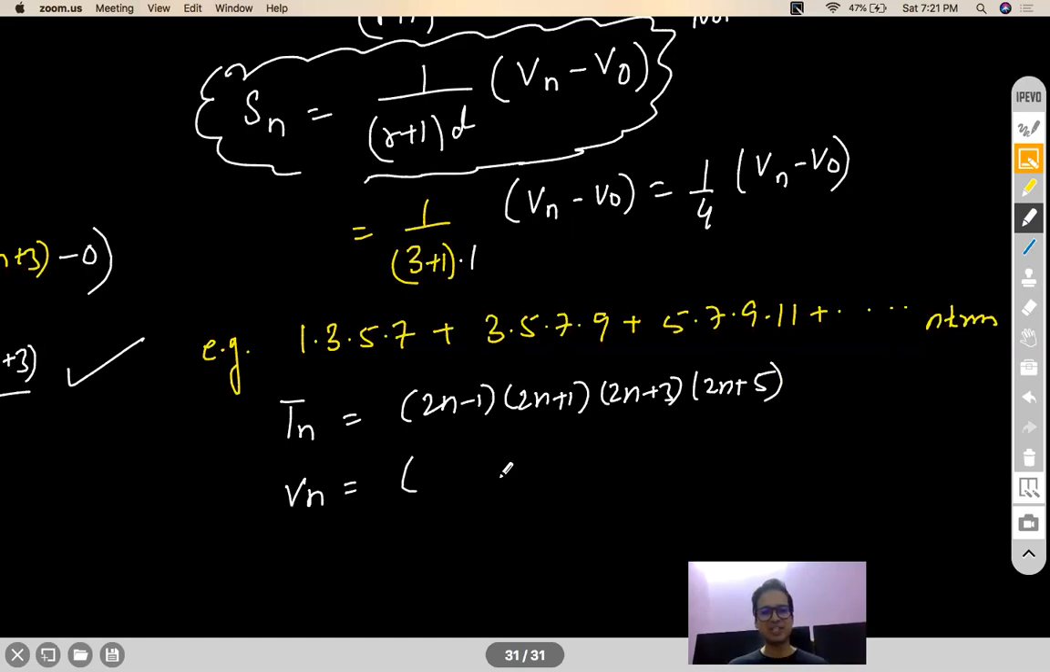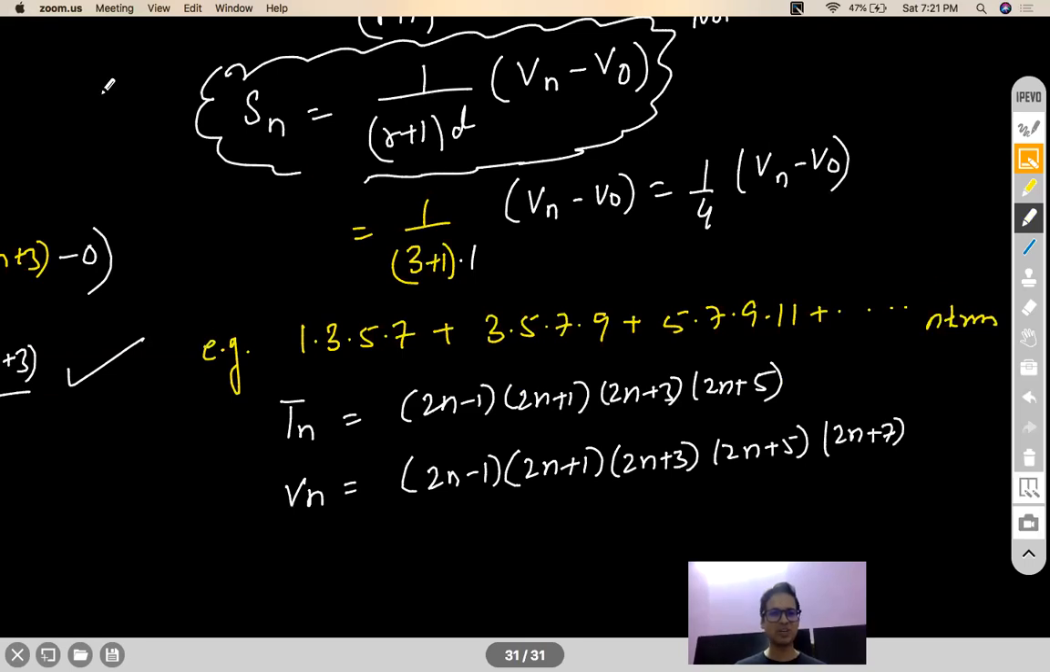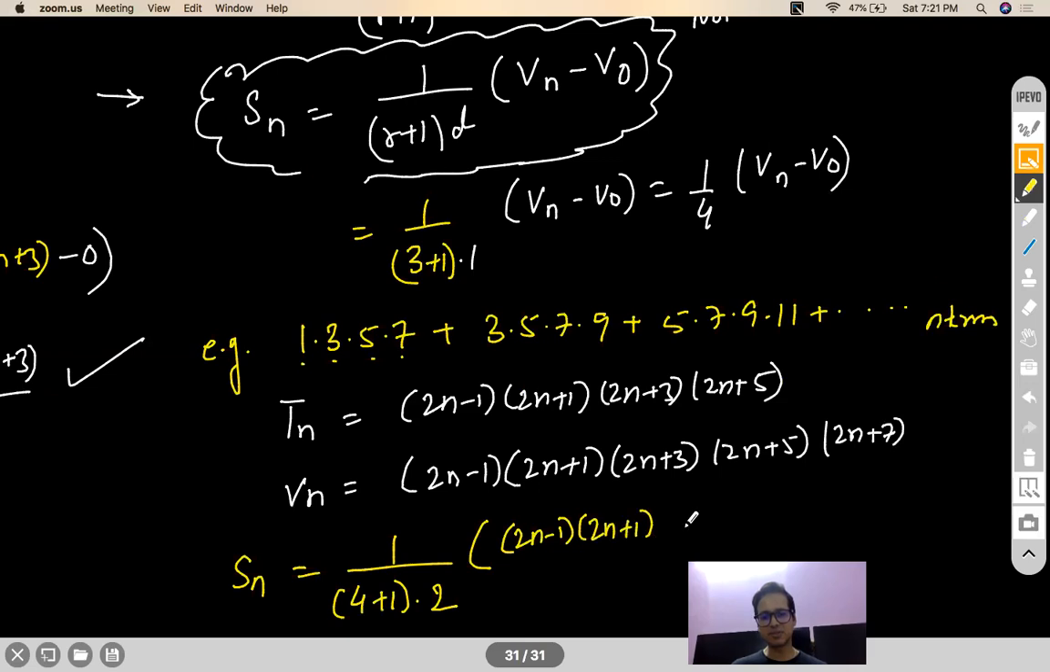So Aditya, just to answer your question, how do you know? This is always the case. You have to take one more factor after this. This will become your Vn. Okay. Now use this formula. Sn will be 1 by R plus 1 d. Now what is R? R is the total number of terms in a given Rth term. So 4 terms are there. So 4 plus 1 into d. D is the common difference, which is 2. Vn, this is your Vn. Okay. Minus V0.